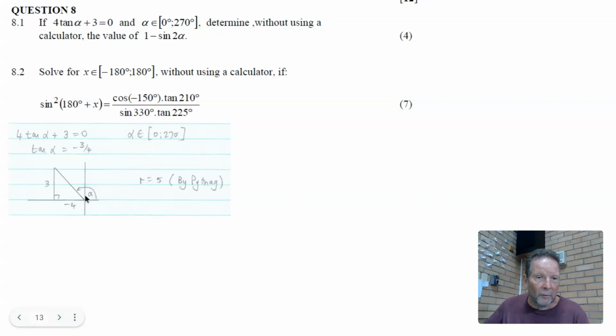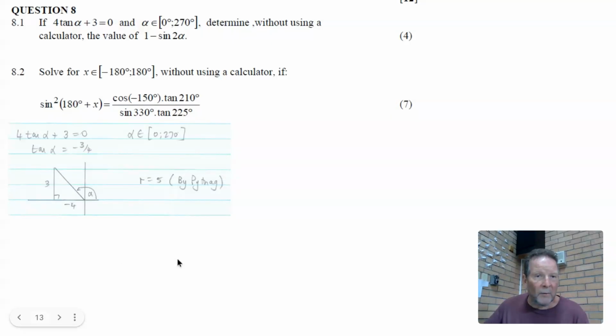So the opposite is 3, and the adjacent's got to be negative 4. Moving 4 to the left there is negative. Then we go 3 squared plus 4 squared and take the square root, we get 5. So the hypotenuse is 5.